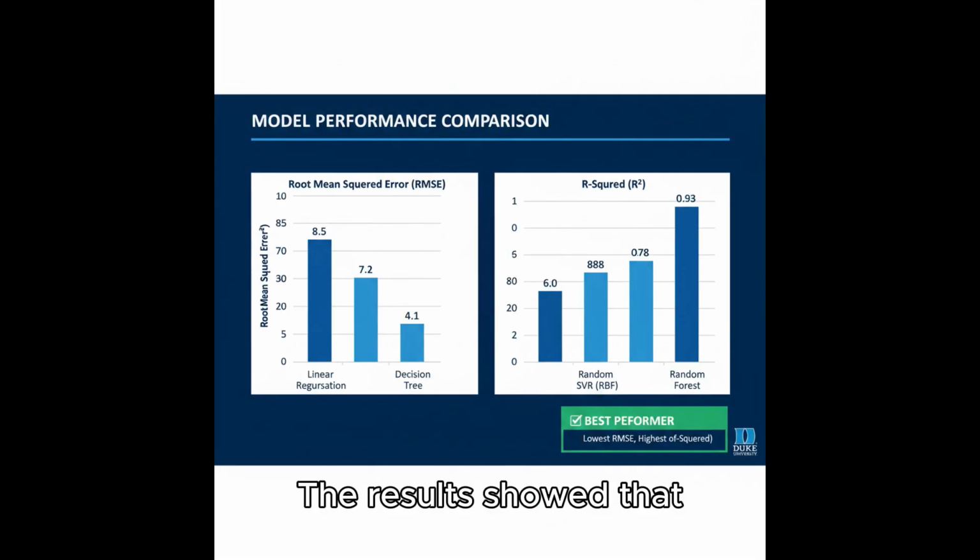The results showed that linear regression provided a solid baseline, but it was outperformed by the more complex models. The decision tree sometimes fit noise and was less stable. The support vector regressor performed reasonably well. The random forest had the lowest error and the highest R-squared, making it the most reliable model overall.